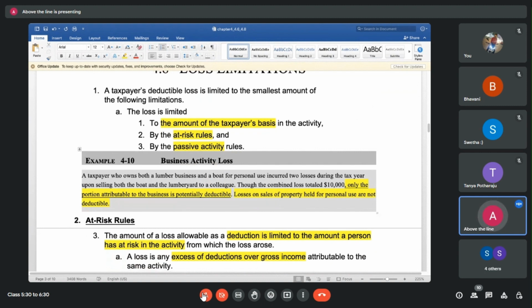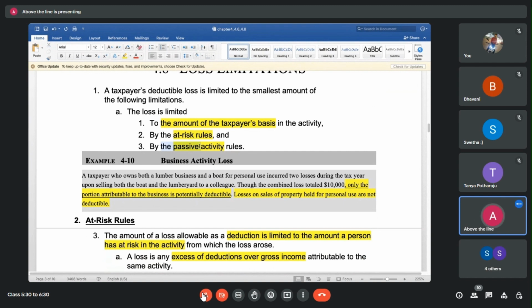Then we have to look into at-risk rules. What is meant by at risk? How much of our money is at risk? If I'm starting a business, I've put in $100,000. That $100,000 is at risk because the business may take off very well, or it may just result in losses. So all of that is at risk.